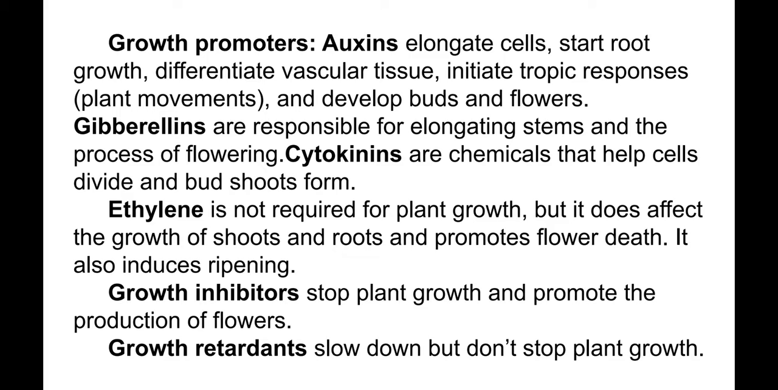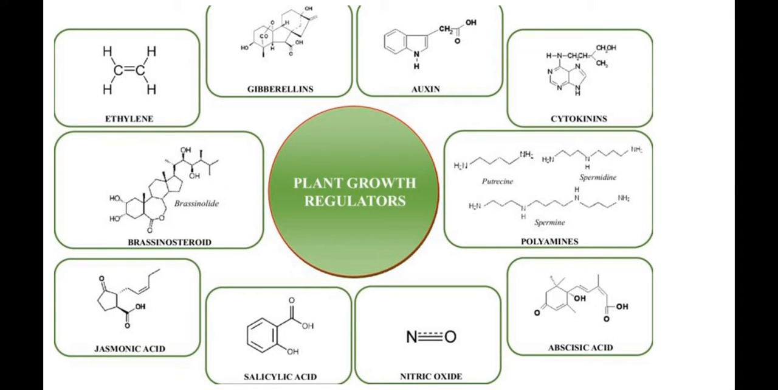Ethylene is a gas, but it's actually applied as an ethylene precursor. It is not required for plant growth, but it affects growth of shoots and roots, and promotes flower death, and also induces ripening of fruits. And okay, growth inhibitors, growth retardants. Please read this, and you see on the next slide that there are these different promoters, different plant growth regulators.